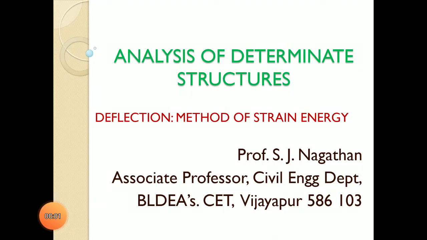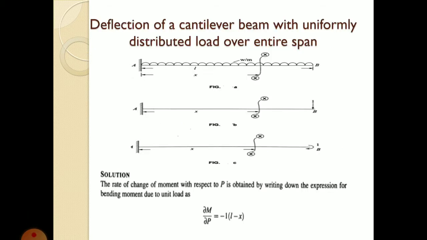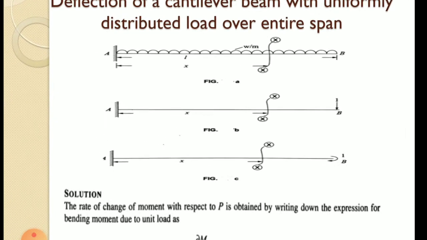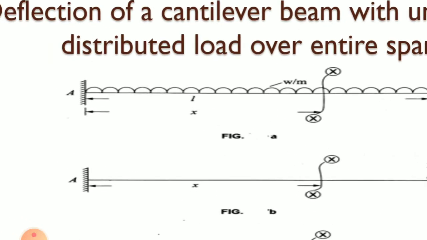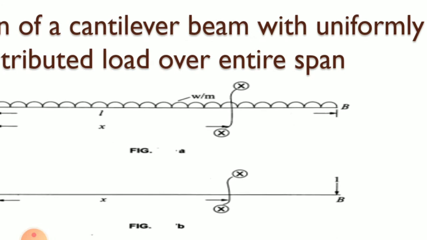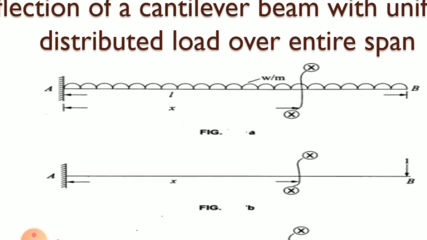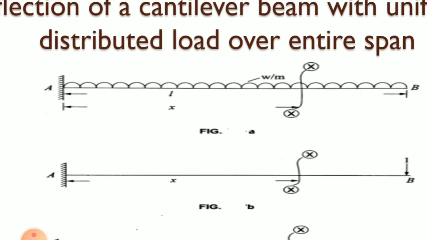Hello everyone. Today we'll discuss deflection of beams by method of strain energy. First we'll take a standard case of a cantilever beam loaded with uniform distributed load over the entire span. End A is fixed, end B is free. Consider a section XX, distance x from left hand side.